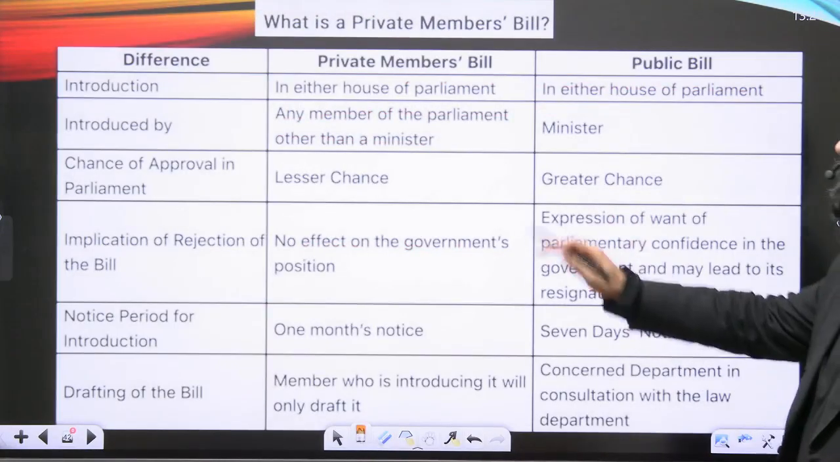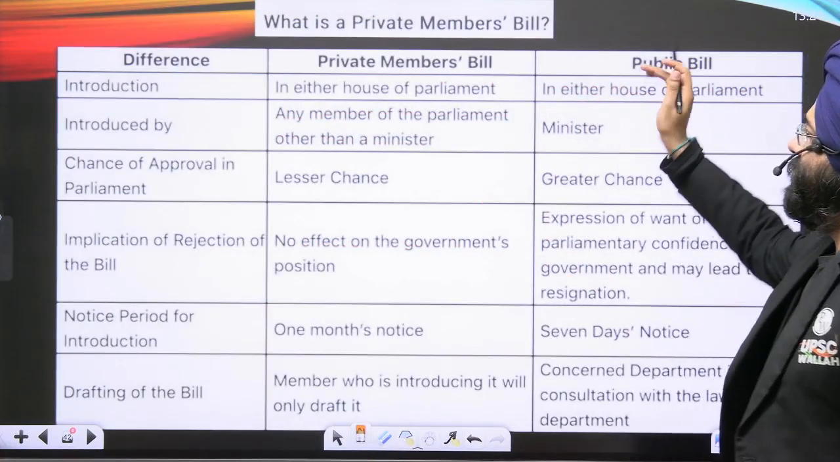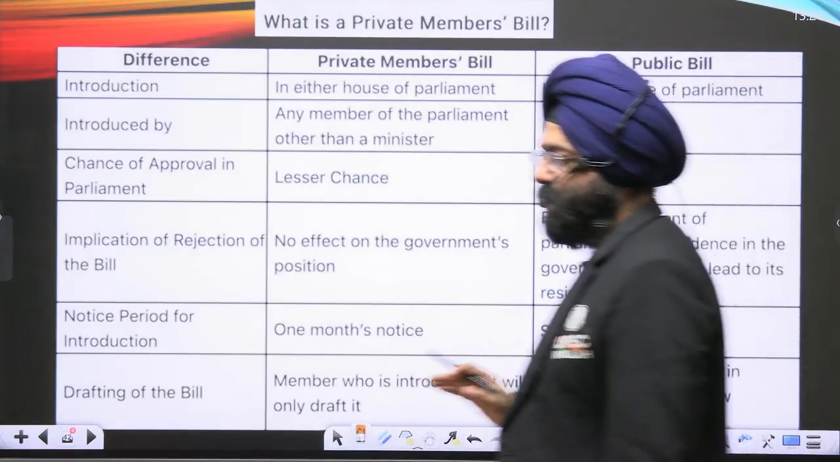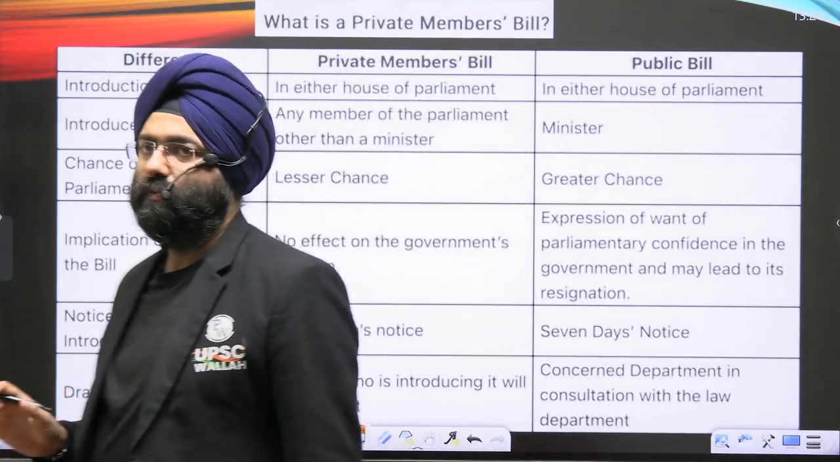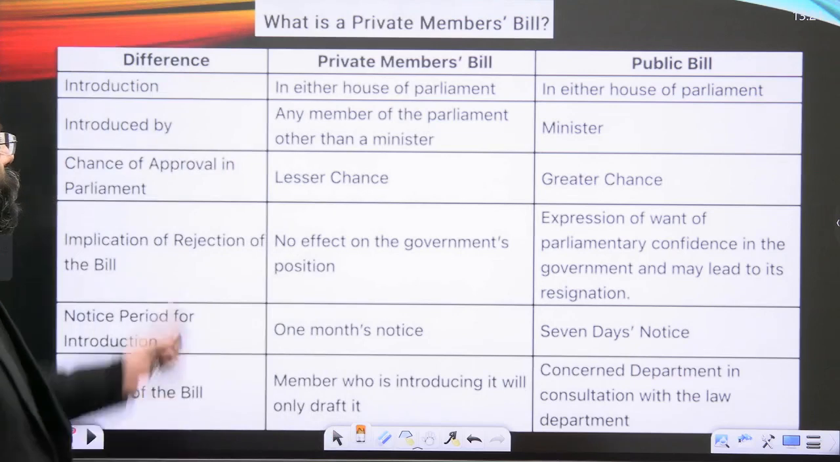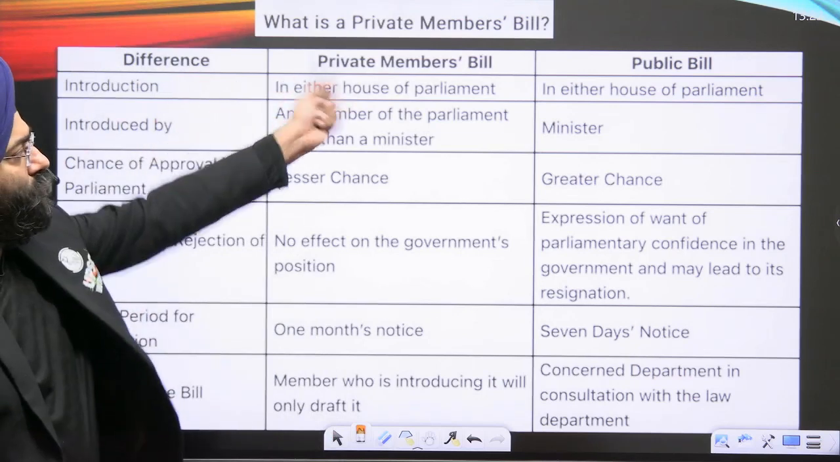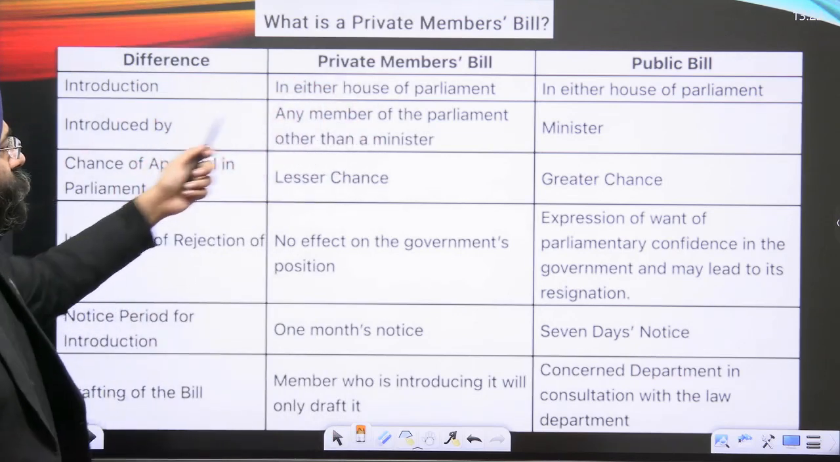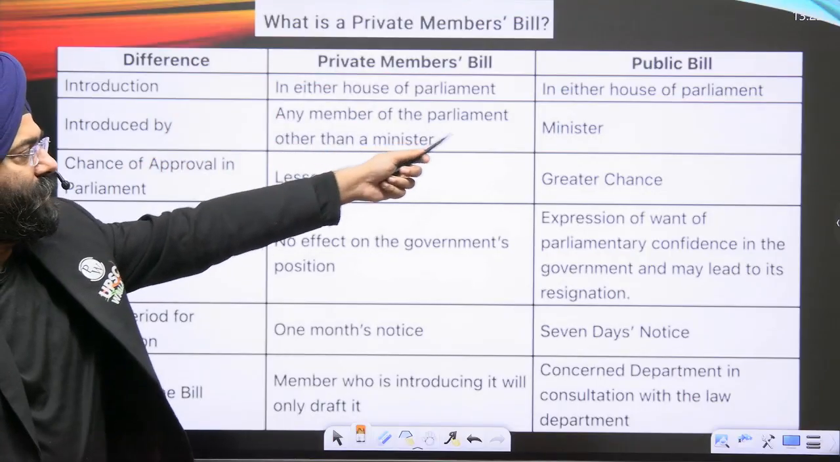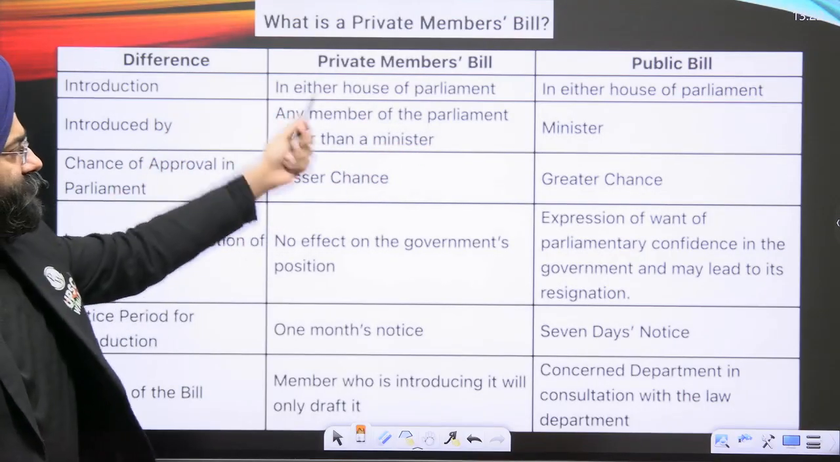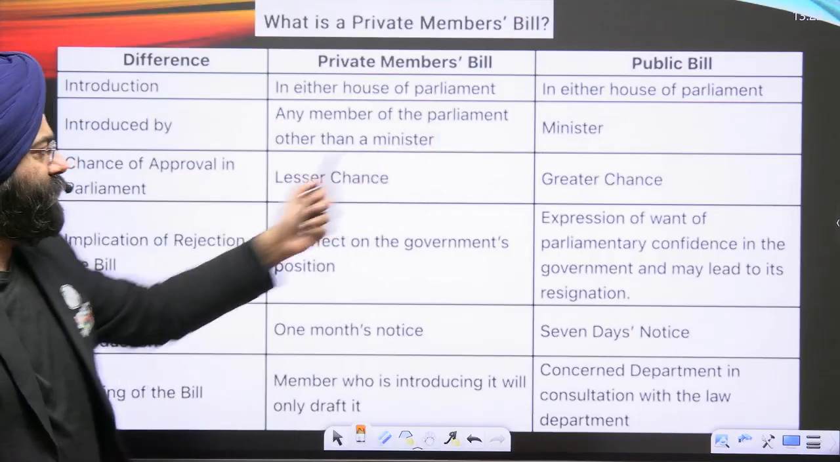So this is the difference between a private member bill and a public bill. A public bill is one which is introduced by a minister, and a private member bill is one which is introduced by a non-minister. Introduction: both can be introduced in either house of Parliament. Private member bill is introduced by any member other than a minister, public bill by a minister. Chance of approval: lesser chance for the private member bill, greater chance for the public bill because it has the confidence of the government.